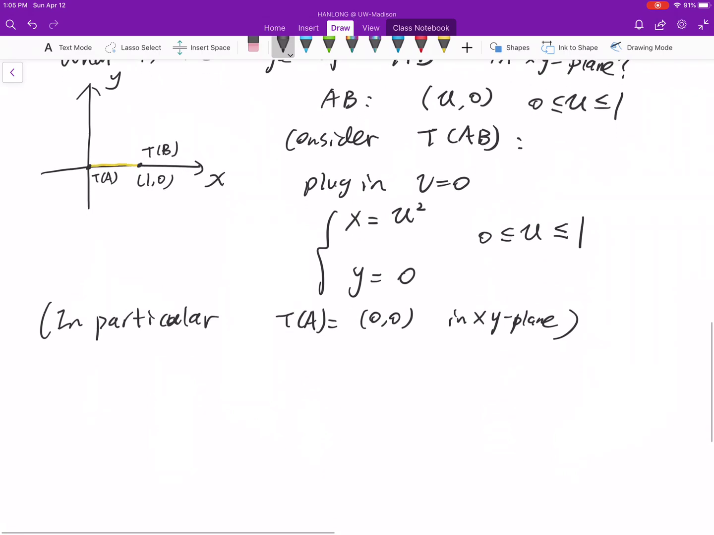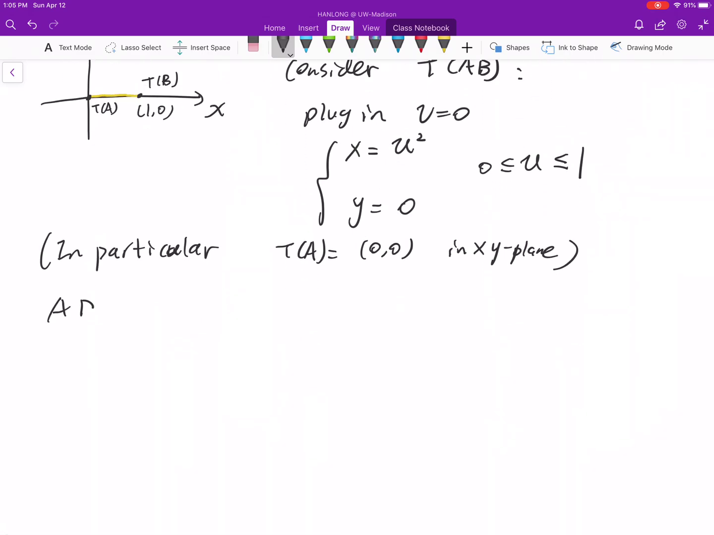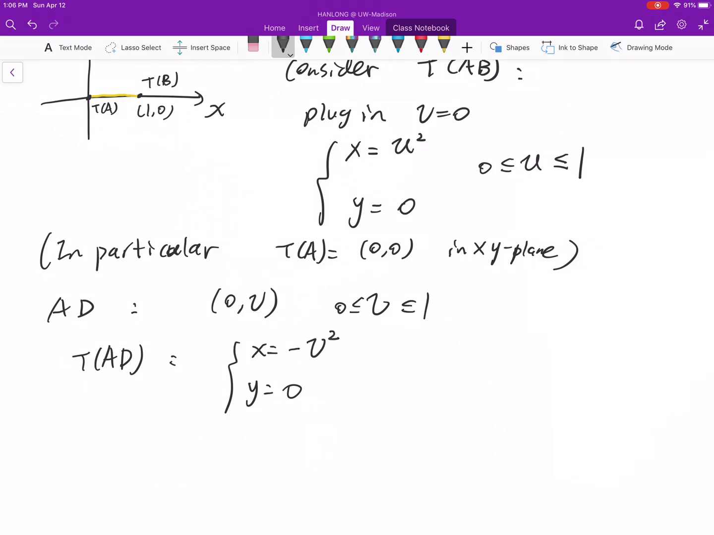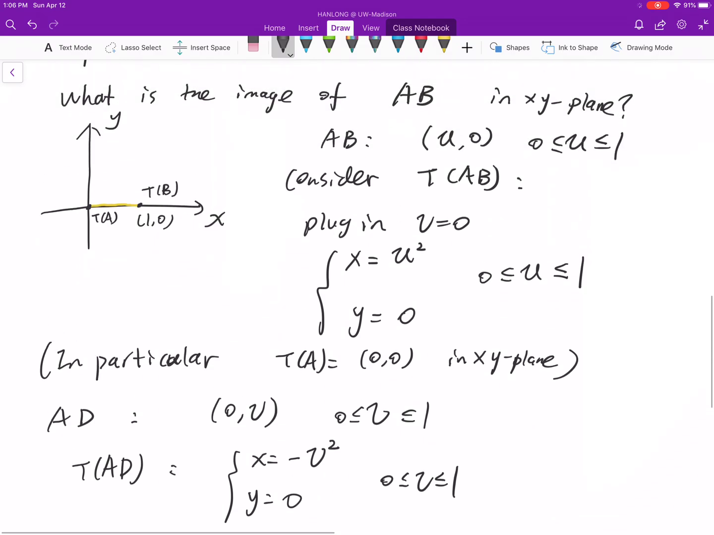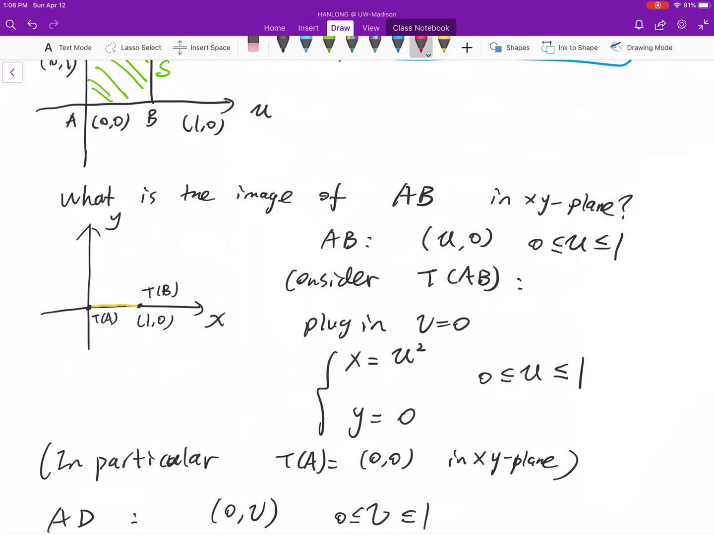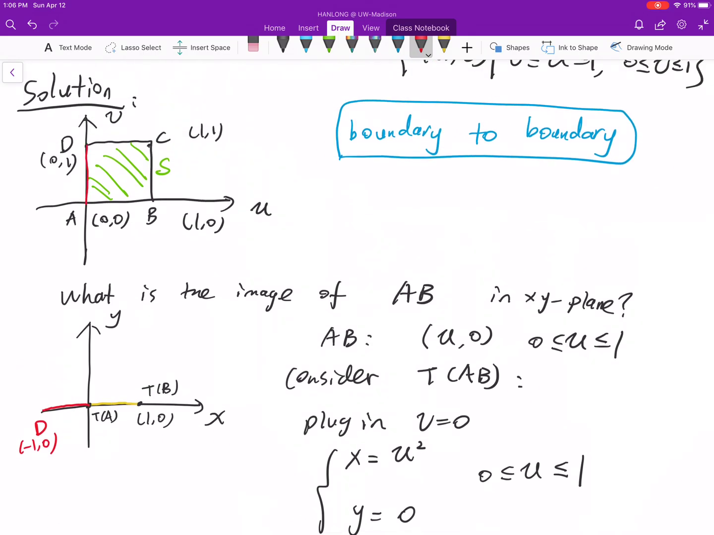Then similarly, let's figure out AD. AD is parameterized by (0,v), v is between 0 and 1. Then for T(AD), you plug in the coordinates. You have y is also 0, and x is negative v squared. Therefore, you can draw the picture here. This point is D, (-1,0), and here, correspondingly, you can draw like this.